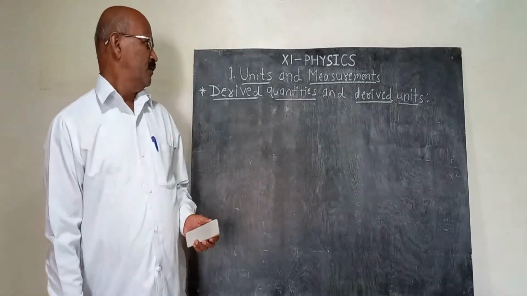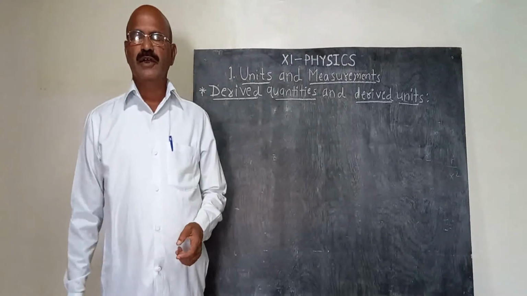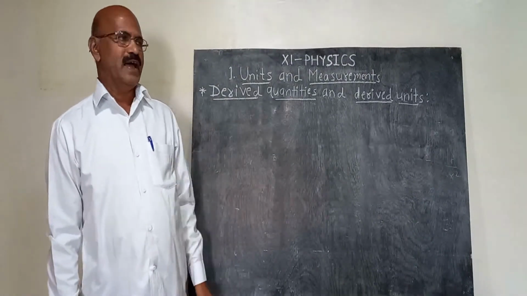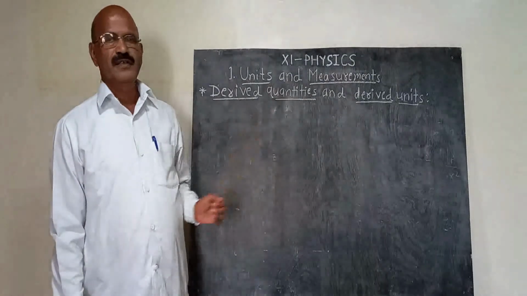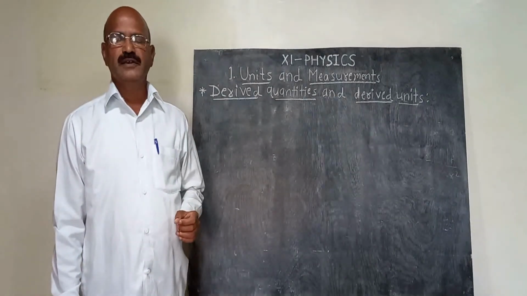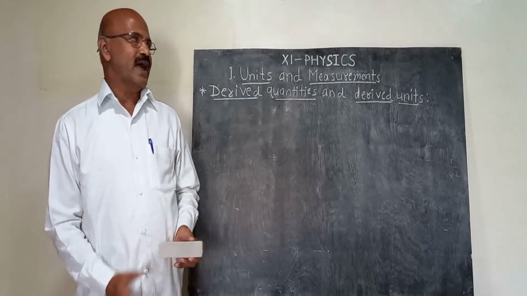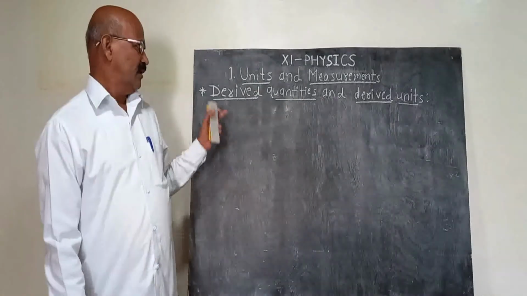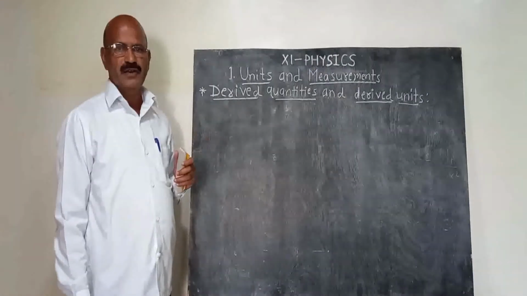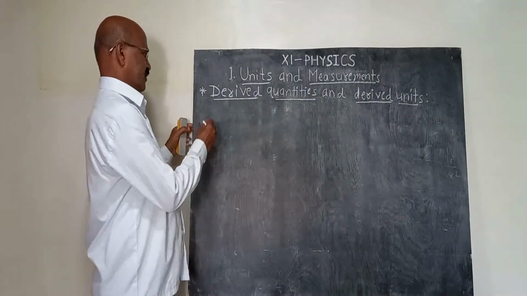Now today we see another kind of quantities, known as derived quantities, and the units used to measure derived quantities are known as derived units. First we see the definition of derived quantities.